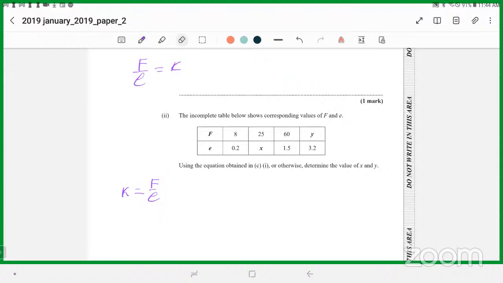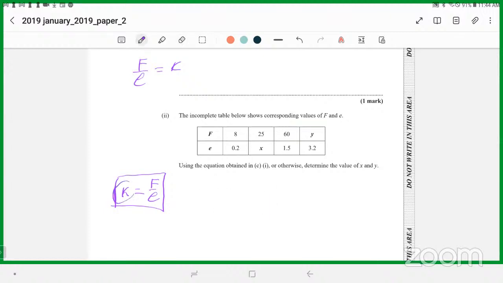So therefore, for example, this force over this extension is equal to this force over this extension. And that's how we can calculate the X. You get me? So we can set it up like that. So we can say 25 over X will be equal to 60 over 1.5. We can cross multiply. But watch this now as well, to make the mathematics even easier.